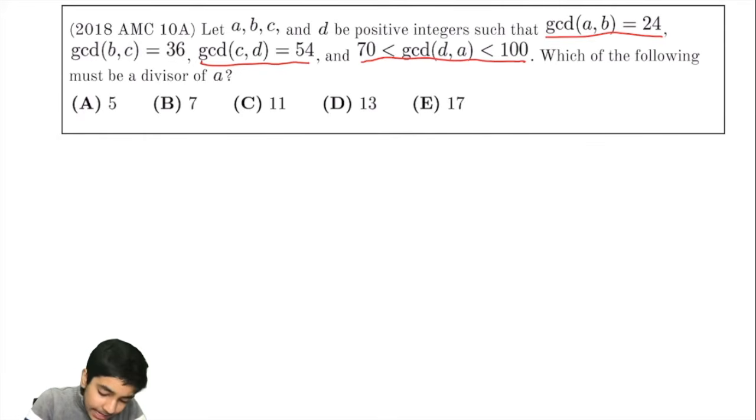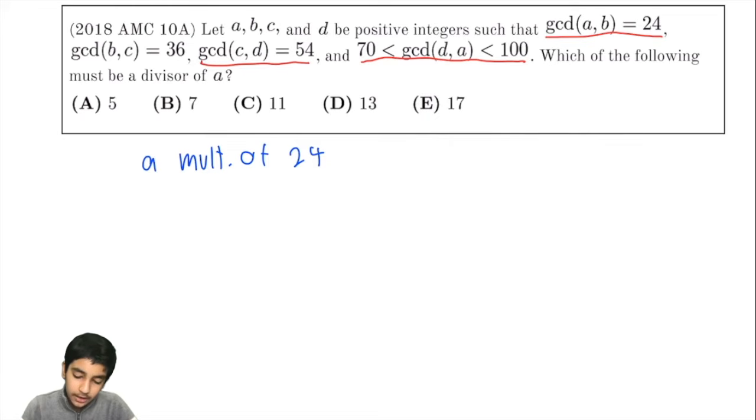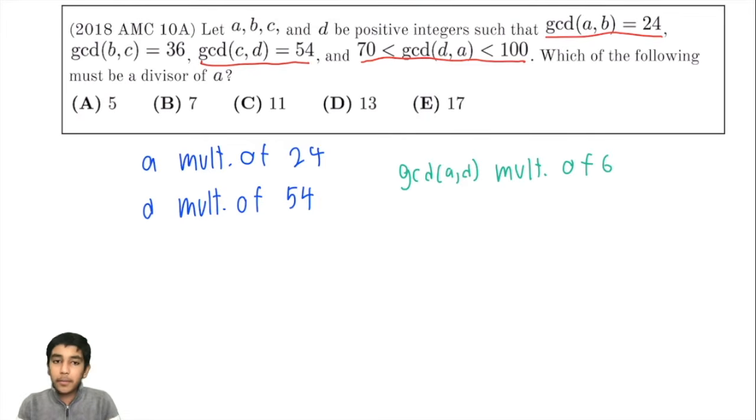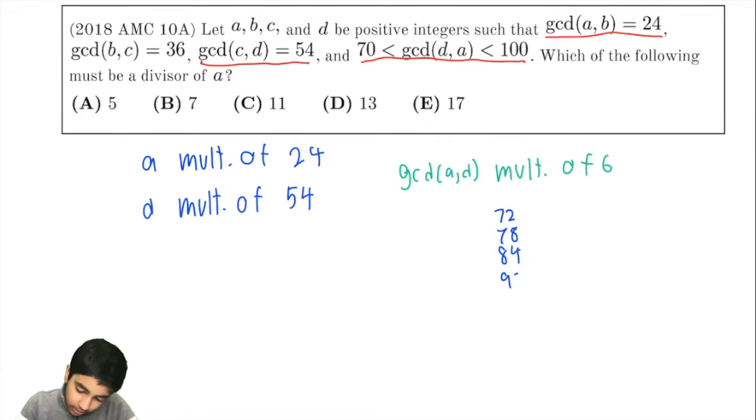So notice that A has to be a multiple of 24, of course. It hopefully should be clear. A has to be a multiple of 24. And then D has to be a multiple of 54. So that means the GCD of numbers A and D has to be a multiple of 6. If A is a multiple of 24 and D is a multiple of 54, the GCD of them is a multiple of 6. So if GCD of A and D is a multiple of 6, the possible values for GCD of A and D between 70 and 100 are 72, 78, 84, 90, and 96. So these are the only possible values.